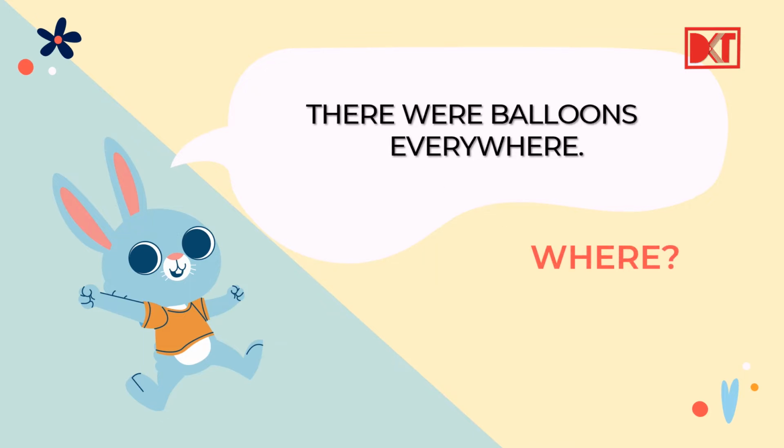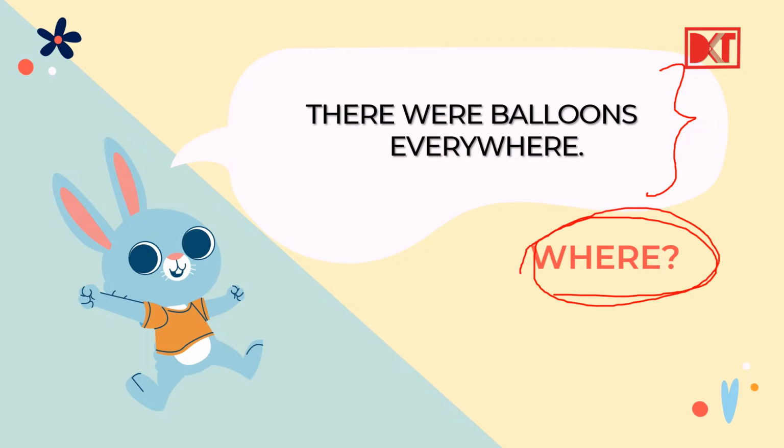And the question is, there were balloons everywhere. Okay. So which question is this sentence answering now? Where? Where were the balloons? Balloons were everywhere. So the first one answered how, the second one answered how often, the third one is answering where.